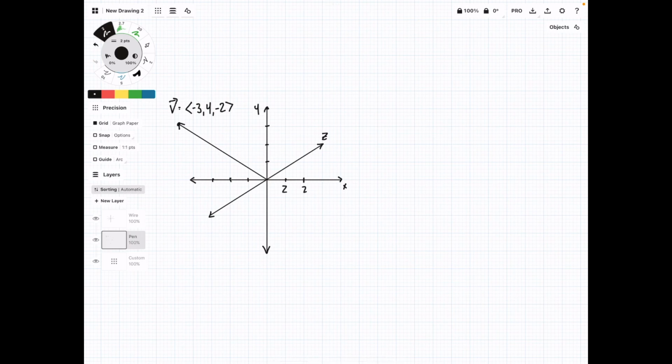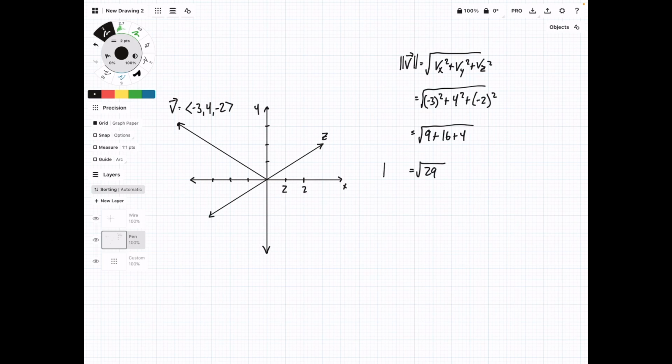So now we have a vector v with vx equal to -3, vy equal to 4, and vz equal to -2. So let's write out our formula for the magnitude, which is going to be the square root of vx squared plus vy squared plus vz squared. And then we'll plug in what we have. So here we're going to have -3 squared plus 4 squared plus -2 squared. This is going to give us the square root of 9 plus 16 plus 4, the square root of 29. Final answer.